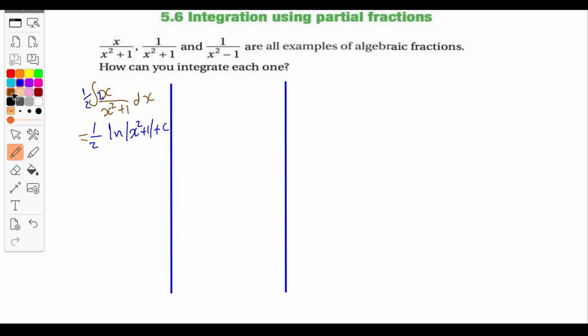If we start with the second algebraic fraction, the integral of 1 over x squared plus 1 dx, this one we have studied before, the case of 1 over x squared plus a squared. Here a squared is equal to 1. So the answer of this is just tan minus 1, the arctan x plus c. This is the answer of the second one.